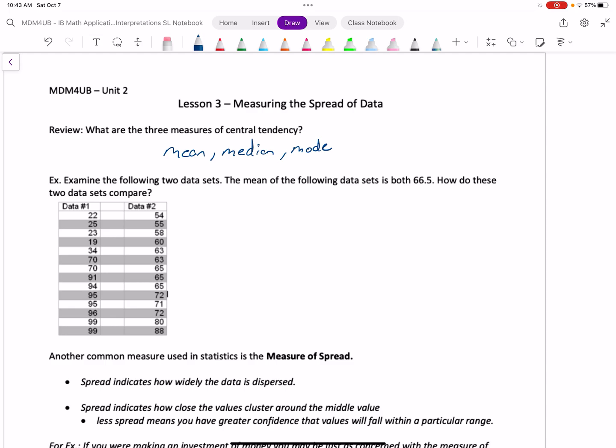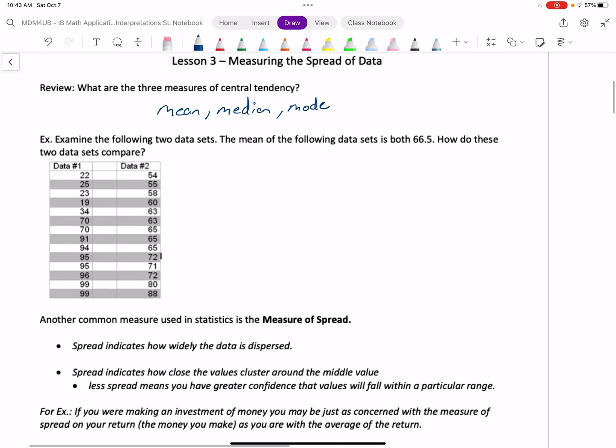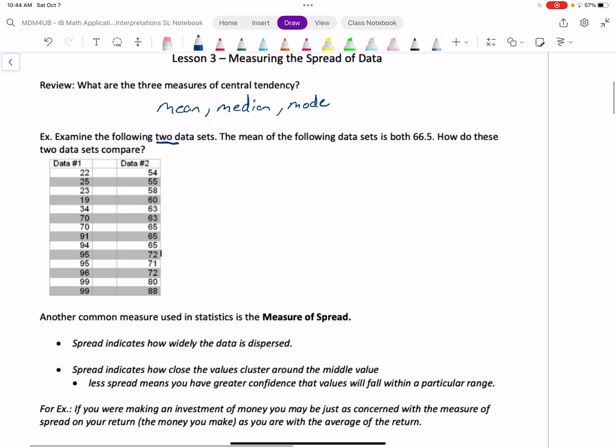So if I had a bunch of quantitative data, I would probably start to look at those things first. But sometimes you're limited by just that. For example, if you look at these two data sets below, the mean of both of the data sets is the same, 66.5. But how do these two data sets compare? So we want to have more information in order to start to talk about the distribution of data.